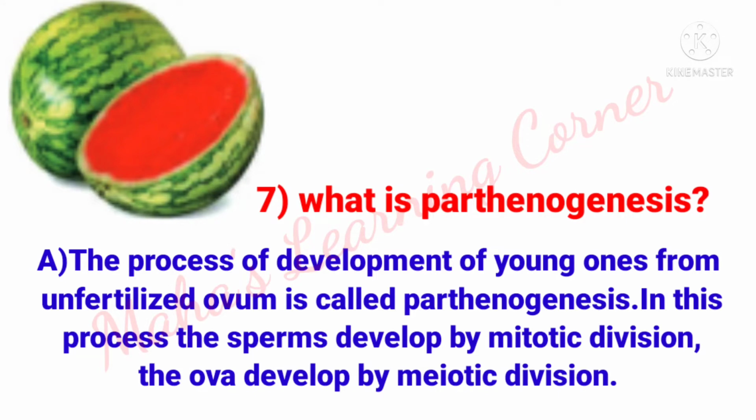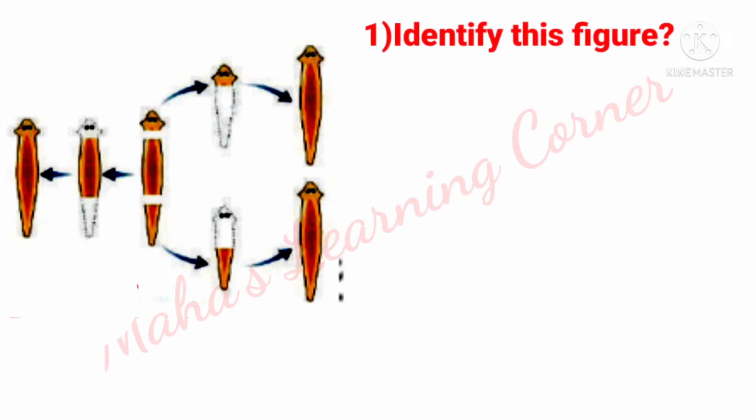In this process the sperms develop by mitotic division, the ova develop by meiotic division. Next, identify this figure. Correct answer, regeneration in planaria.